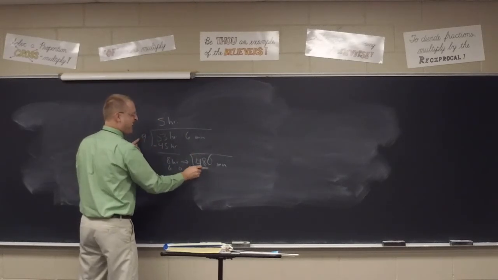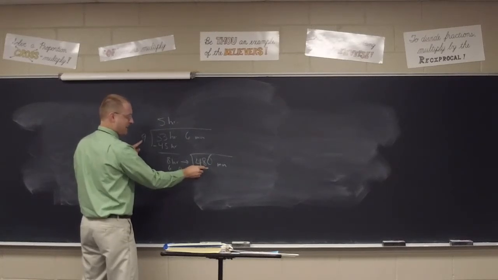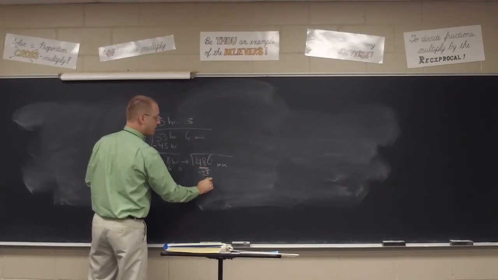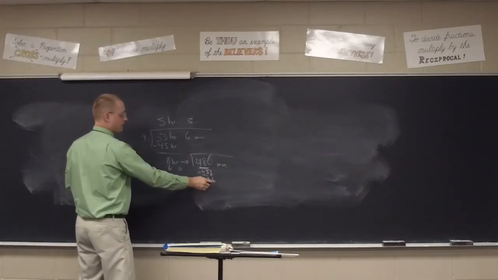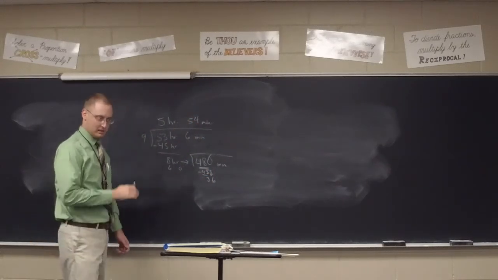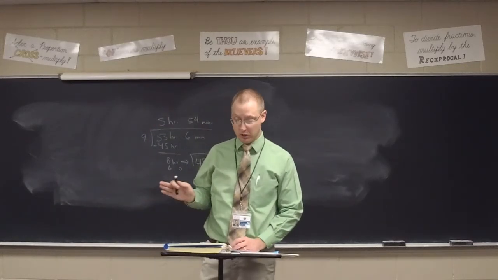9 goes into 48 5 times, because that's 45. 3 left over though, right? And bring down the 6, 9 goes into 36 4 times, and that's where we got the 5 hours, 54 minutes. That makes sense now? Gotcha, okay, good. Any other questions on the homework?